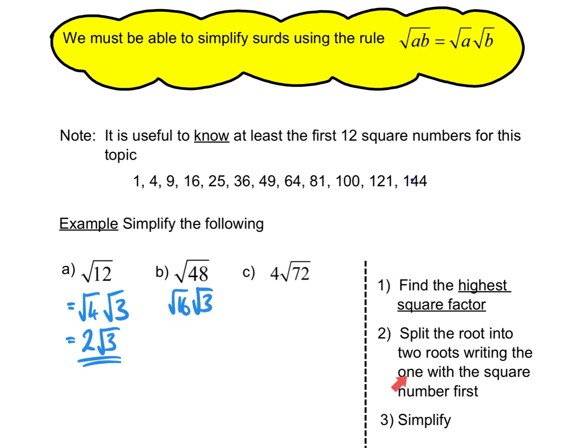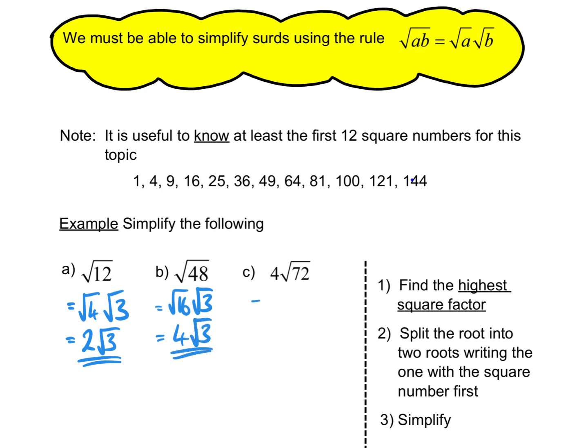Now, again, the one with the square number goes first. So the 16 goes first because that's the square number. And it goes at the front because I can take the square root of 16 quite easily. The square root of 16 is 4. And again, the square root of 3, I can't do. So that's going to stay as root 3. So 4 times root 3. And that's in simplest form.